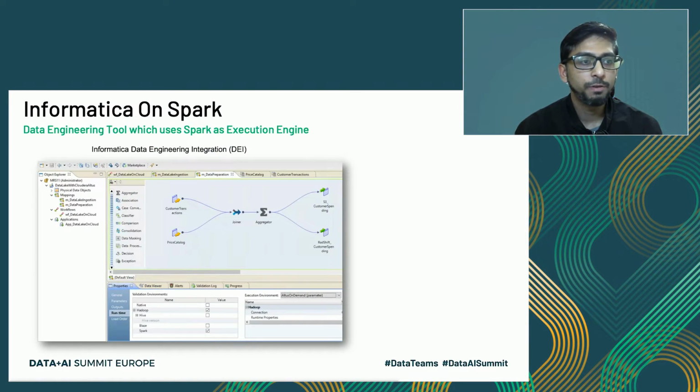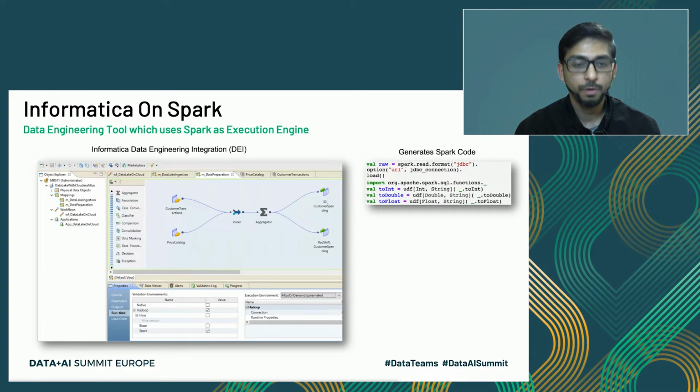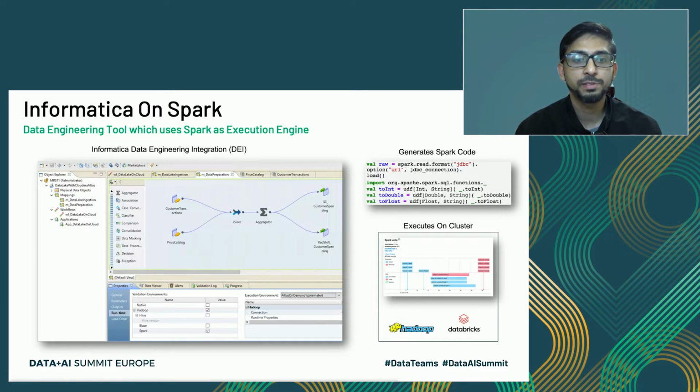So Informatica offers a data integration tool for data engineers where they can connect to various data sources. Followed by that, they can just drag and drop various transformations and create a data flow. Once they are done with that, they can select the Spark engine in the runtime, and then the platform will generate Spark code for them, which can then run on various clusters like Hadoop or Databricks.